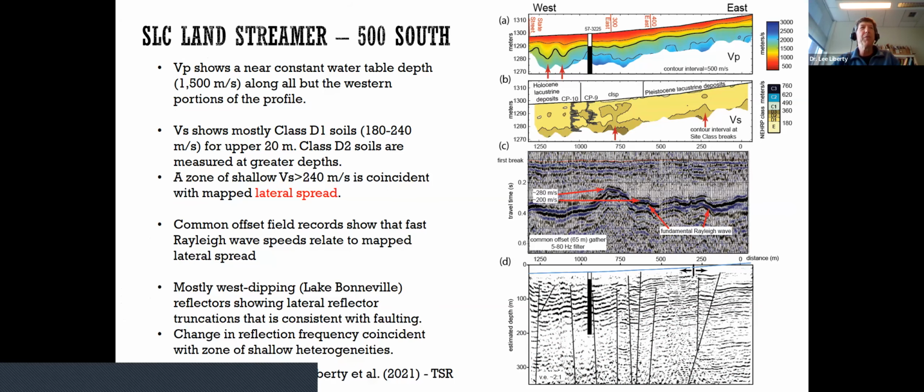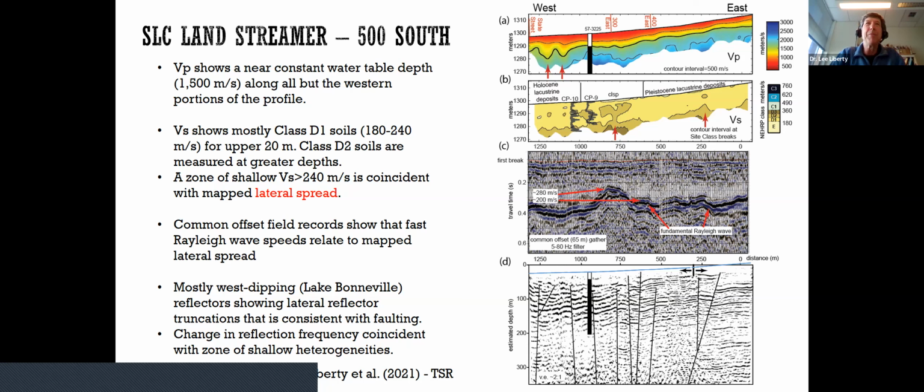Okay, here's an example of a cross section or a profile down 500 south. If you're familiar with Salt Lake City, it's just to the south of the Salt Palace, where if you've ever been to a large conference there, that's where you would have been located. Okay, so the top right figure is the P-wave tomogram that we've derived from this, and we've highlighted in bold the 1500 meter per second contour.